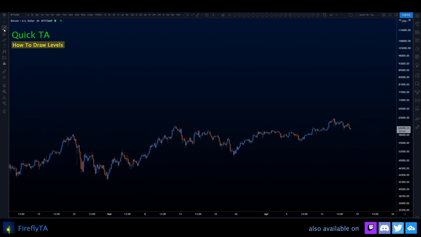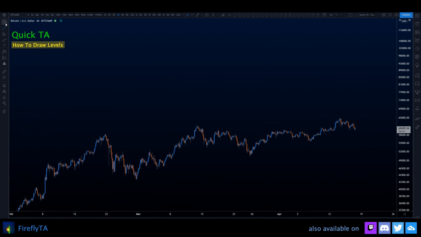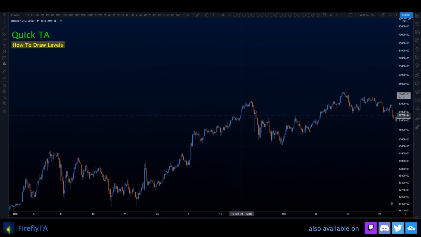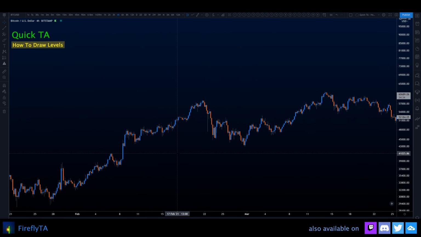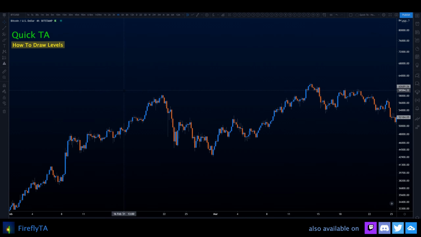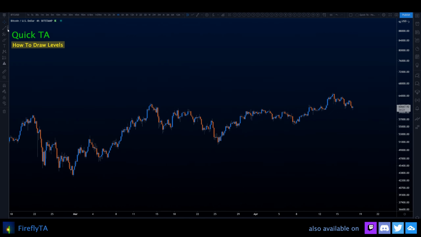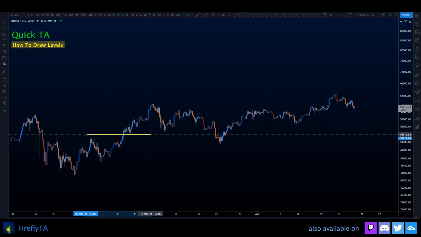The first kind of level we are going to draw is a level that shows prior support and resistance confirmations. This means that price has interacted with a level before from below and from above. We're going to look for such a level right here in Bitcoin on the 4-hour chart. So, for example, let's take this level here.